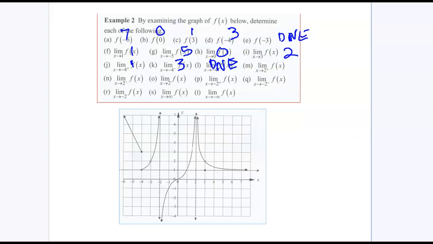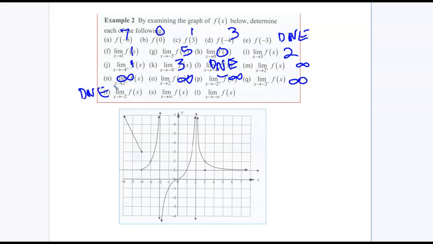Limit as I approach 2 from the positive side, it's going up forever and ever. It's going towards infinity. From the negative side, it's also going towards infinity. So therefore, the limit as x approaches 2 is infinity. The limit as I approach -2 from the positive side, the right side, it's going down. So it's going to negative infinity. -2 from the left is going up. It's positive infinity. And therefore, the limit as x approaches -2 does not exist.